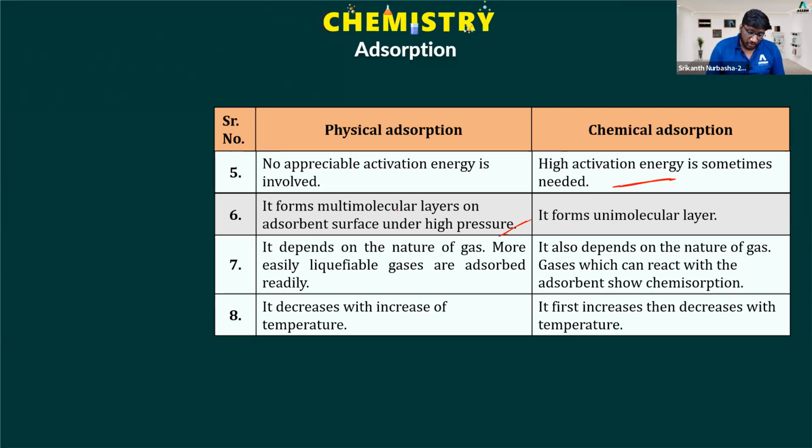So it depends. Physical adsorption forms multimolecular layers on the adsorbent surface under high pressure, and chemical adsorption forms a unimolecular layer. Physical adsorption depends on the nature of the gas. More easily liquefiable gases can develop new intermolecular attraction with the adsorbent. Chemical adsorption means gases which can react with the adsorbent will show chemisorption. Physical adsorption decreases with temperature, whereas chemisorption first increases and then decreases with temperature. These are the same points of our discussion.